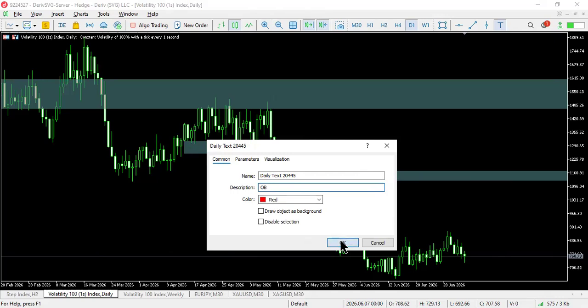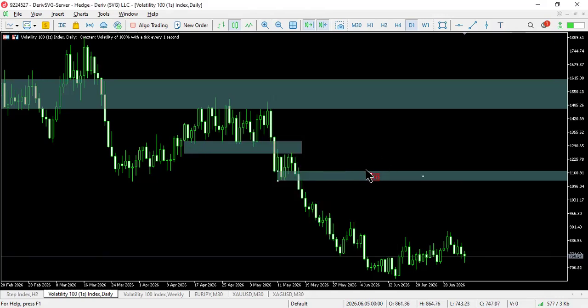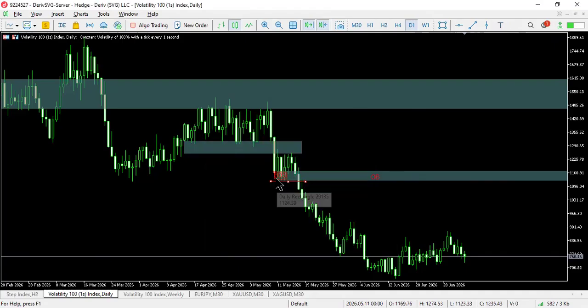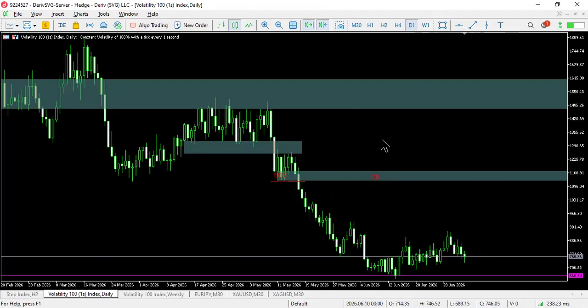We have that order block, which was caused by that break of structure. That break of structure, and then we have our swing low at that point.